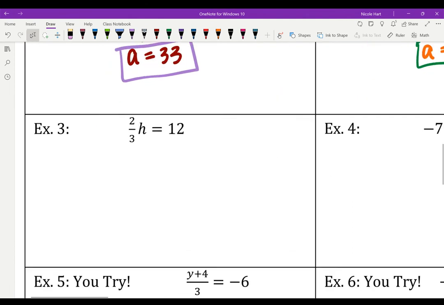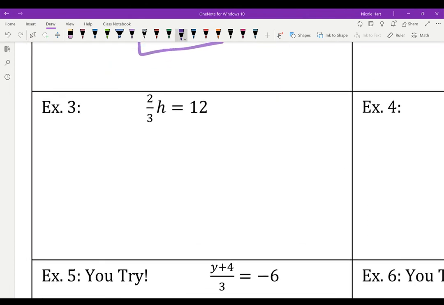Let's look at example 3. Example 3 gives us 2 over 3 times h equals 12. So the first thing, there's more than one way you can do this. I'm going to show you both. There's 2 different directions we can go with this. It just depends on how comfortable you are with your math skills.